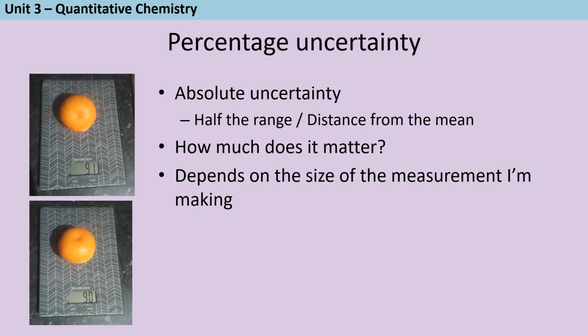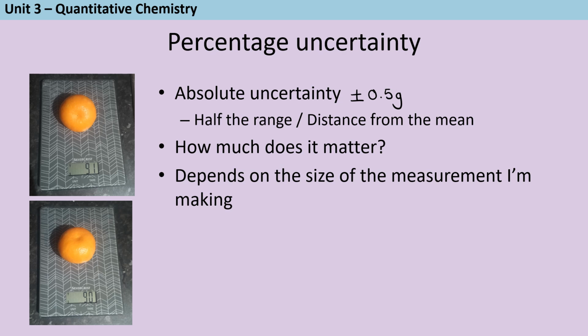Since my scales can only measure to the nearest gram, every measurement I make could be out by up to half a gram either way. That's what we call the absolute uncertainty, the actual difference between the measurement I make and the true value. I can show this with a little plus minus sign. This means that the true value could be 0.5 grams higher or lower than the mean that I'm reporting.